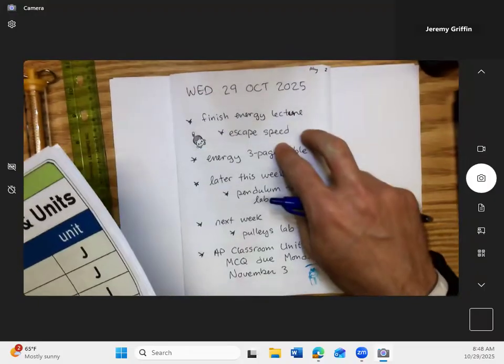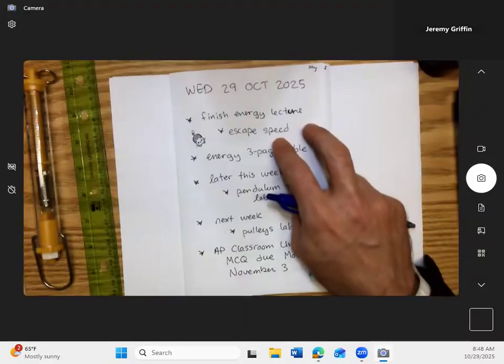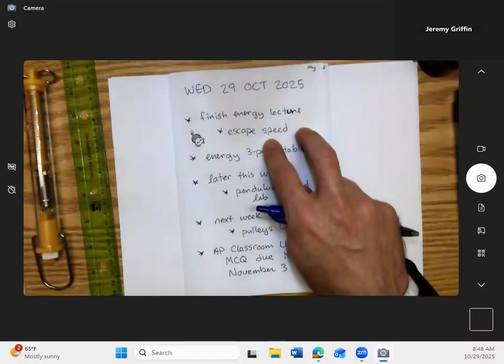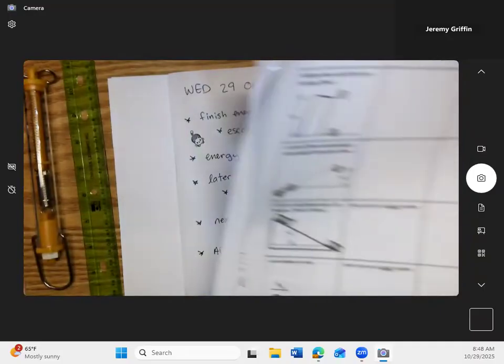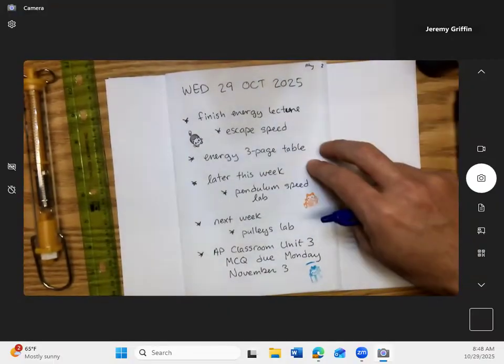Right, so I'm right near the end. It could have used about 5 more minutes yesterday, so I'm gonna show you guys escape speed. Then you guys have been holding on to these 3-page tables for a couple days. There's 12 examples, so we'll go through those.